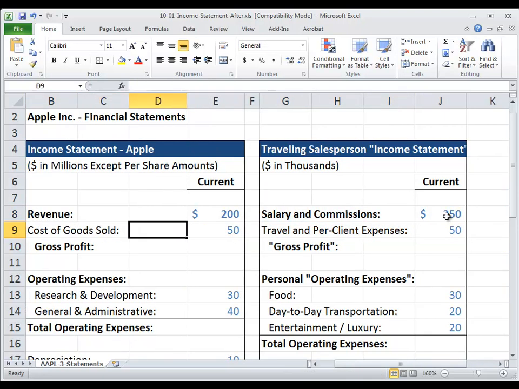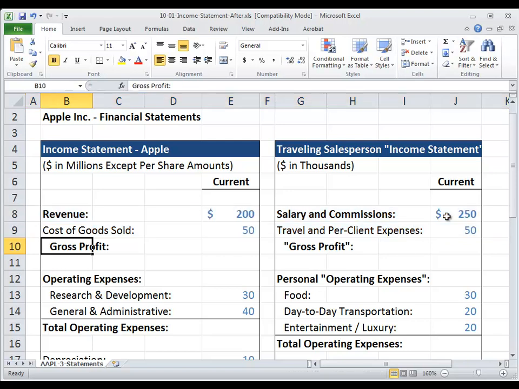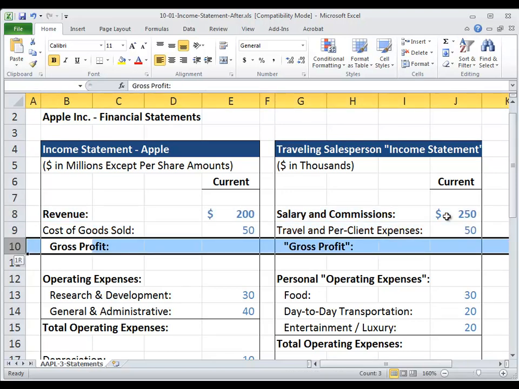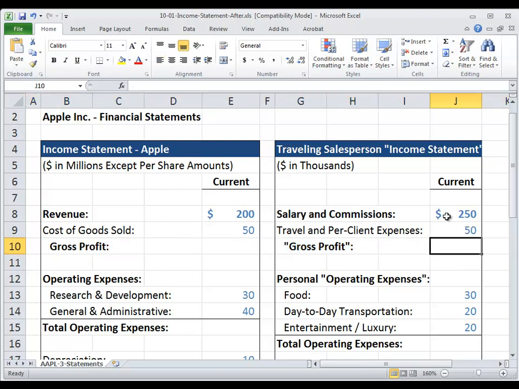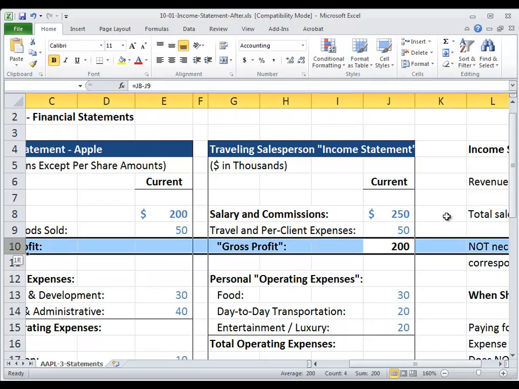Once you have the per unit expenses and then how much you're earning, you can figure out what the gross profit is. The gross profit simply means how much you're earning after these per unit expenses. So in the case of the traveling salesperson here, I'm going to take salary and commissions and then subtract travel and per client expenses, and we get to a gross profit of around $200,000 here for this traveling salesperson.